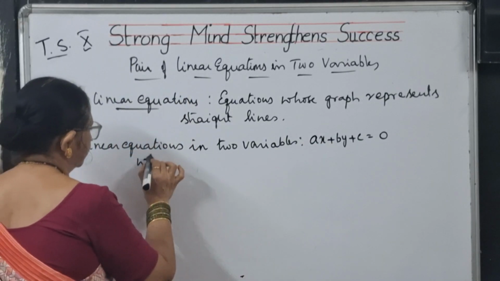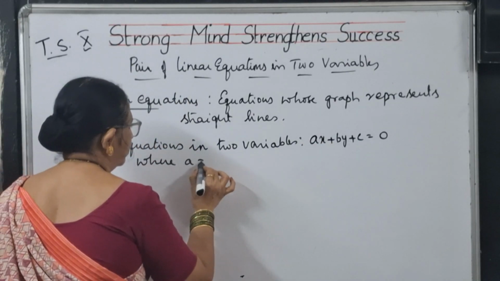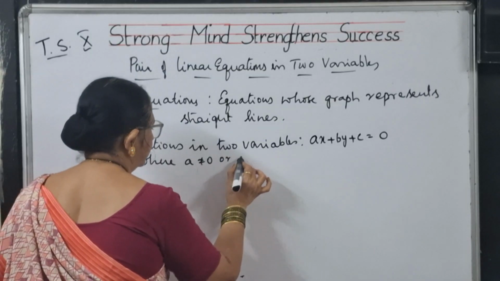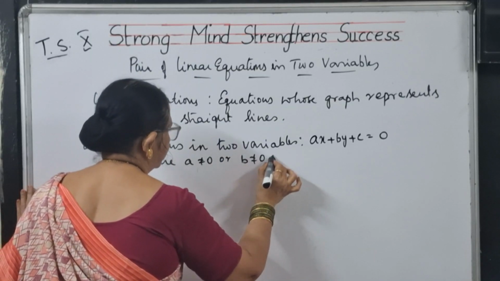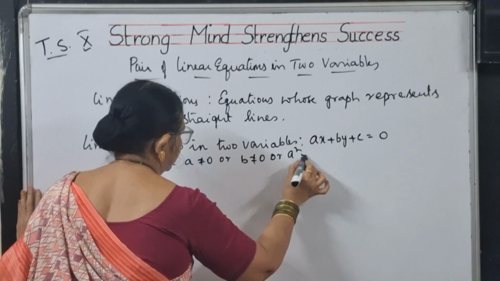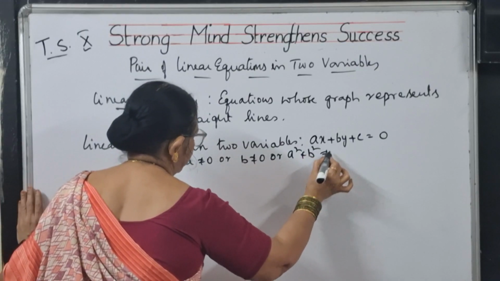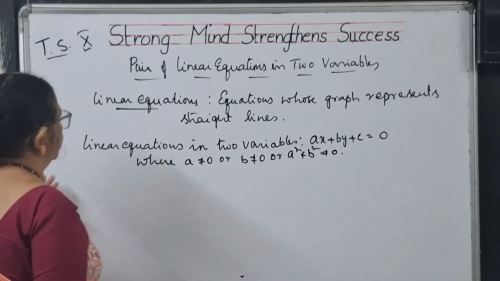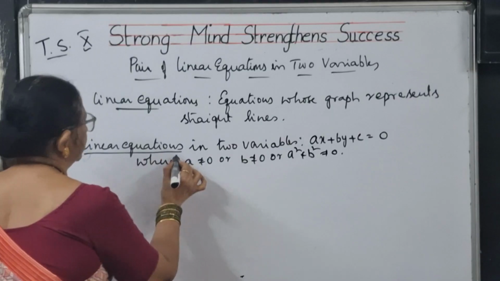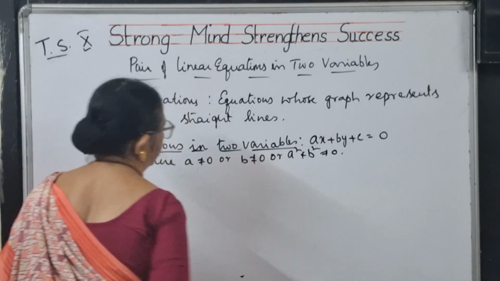In this, a will not be equal to 0 or b will not be equal to 0, or a square plus b square will not be equal to 0. Those are called linear equations in two variables.